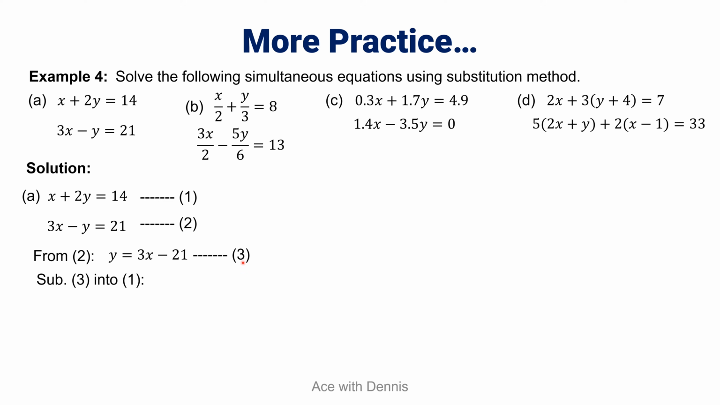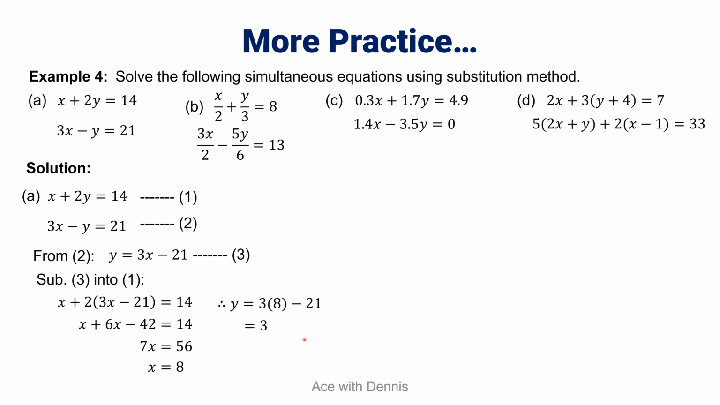Then I substitute equation 3 into equation 1. So substitute the y to be this whole thing. So I will get x plus 2 bracket 3x minus 21 equals 14. Expand the bracket. I have x plus 6x minus 42 equals 14. So solve this equation: 7x equals 56. Hence x is 8. After that, substitute x equals 8 into the third equation. So x is 8, 3 times 8 then minus 21. I have 3 here. Hence, the solution is x equals 8 and y equals 3.